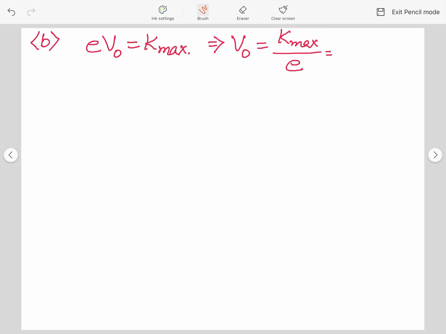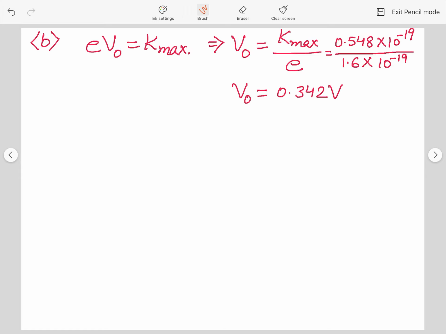So what is the value of K max here? In joule you can put, so it is 0.548 into 10 raised to power minus 19 divided by e, charge of electron, 1.6 into 10 raised to power minus 19. This 10 raised to power minus 19 will be cancelled out, and on solving we will get V naught is equal to 0.342 volt. So this part B is solved.